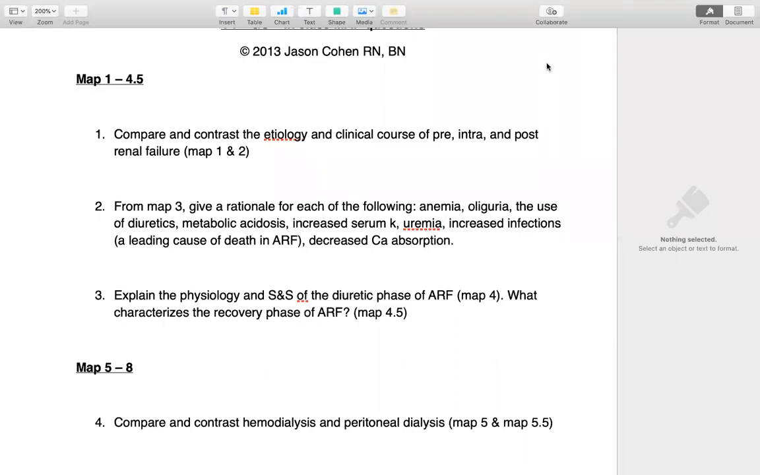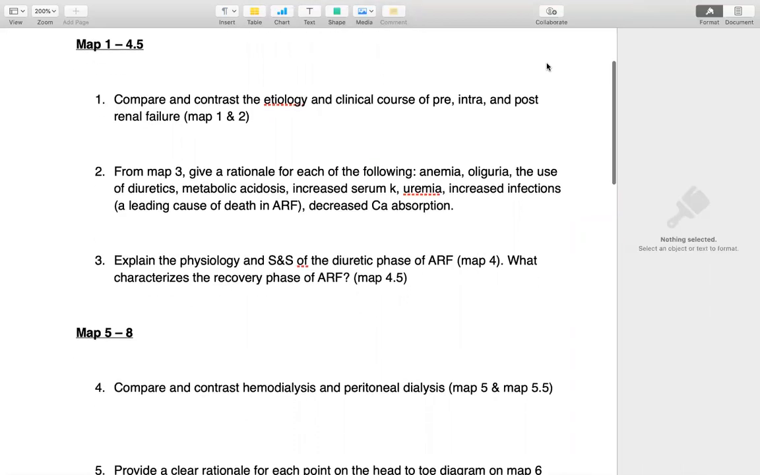Welcome to Variations 4, the genitourinary unit. In this video, we're going to cover questions 1 to 3, starting to look at acute renal failure.